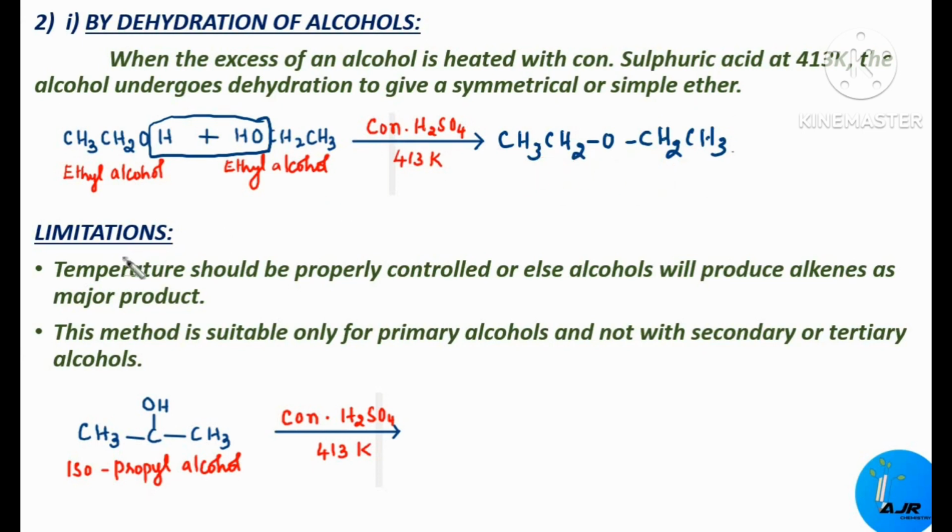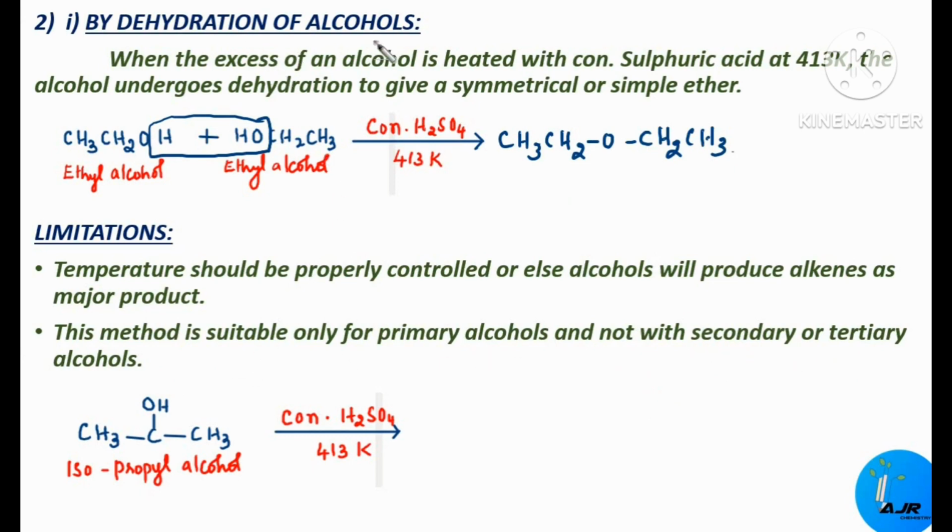Diethyl ether. We also have certain limitations under dehydration of alcohols. The first one is the temperature should be properly controlled, or else alcohols will produce alkenes as major product. So the temperature should be maintained as such. If the temperature is raised, instead of producing ether as the major product, we'll be getting alkenes. The next important limitation is this method is suitable only for primary alcohols. Ethyl alcohol is a primary alcohol, and not with secondary or tertiary alcohols. So it's not possible to produce ethers very easily from secondary or tertiary alcohols.